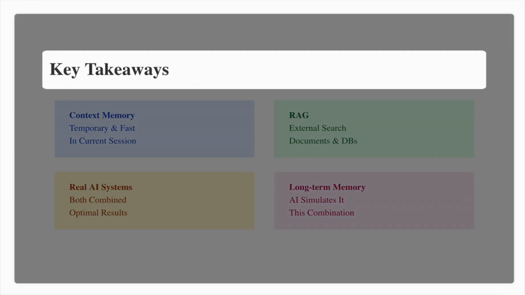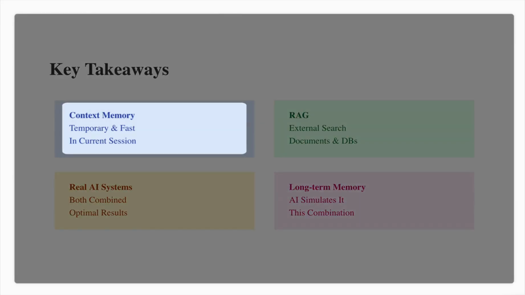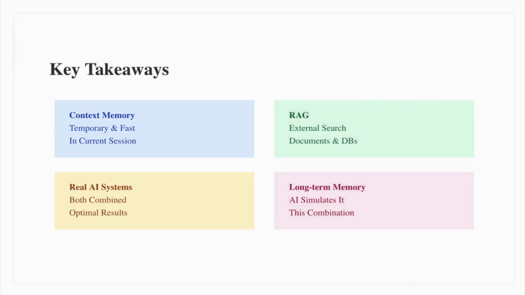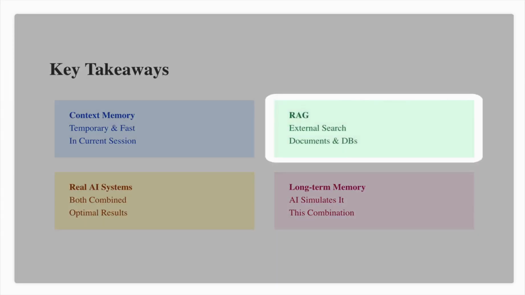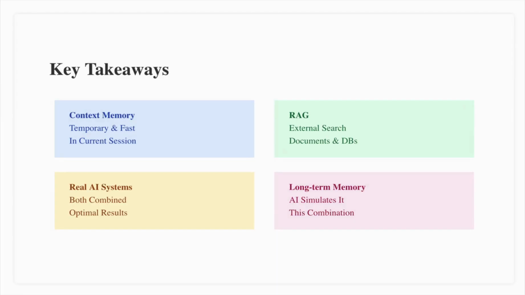Let's summarize the key takeaways from our session today. Understanding how AI manages memory is crucial for building effective systems. First, context memory is temporary and fast, operating within the current conversation session. It's like your short-term recall during a discussion. Next, RAG enables external knowledge retrieval from documents and databases. This allows AI to access vast information beyond its initial training.